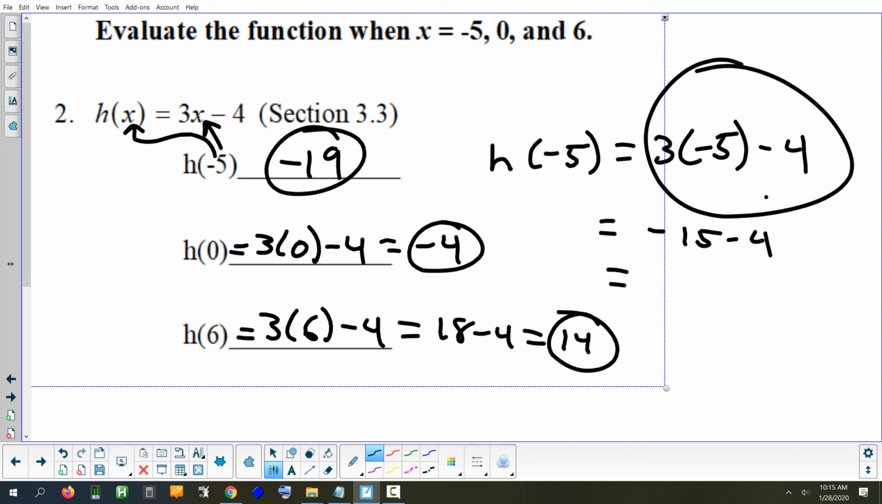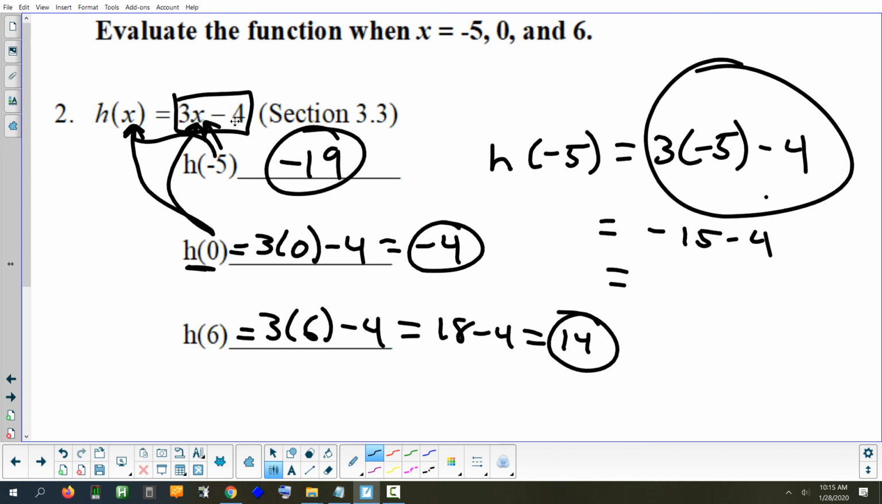So all I did was I basically just took this number, put it in right there. That part's already done for you. And then put it in right there. So I put the 0 in for x, and I just wrote 3 times 0 minus 4. So I just copied this down each time, but changed the x to the number they said to. Any other questions on that? So that's all you got to do, just copy down what's in the box, but change the x each time. Change it to a -5, a 0, and a 6.